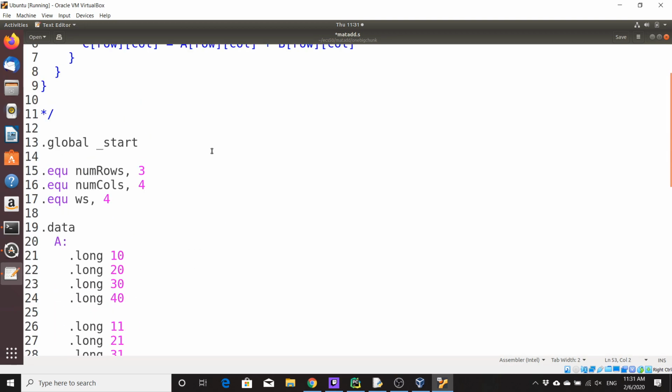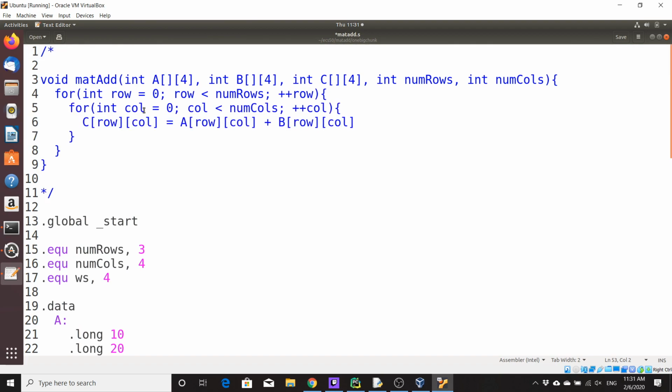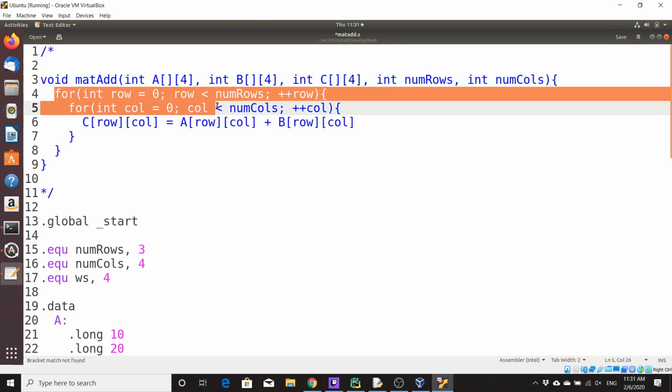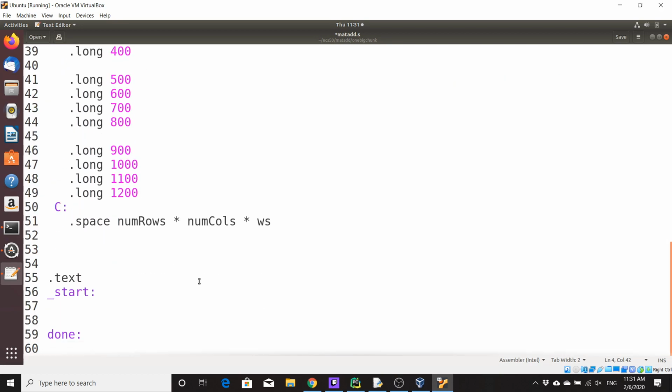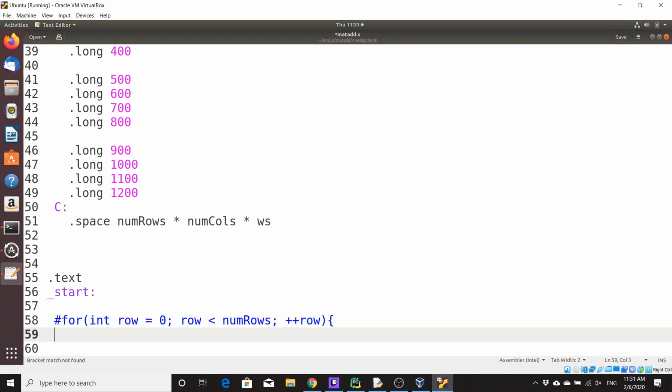You are free to make other things as we go along. So if you find out that we run out of space or we need something new, go ahead and say it. So now we have to translate this line of code.